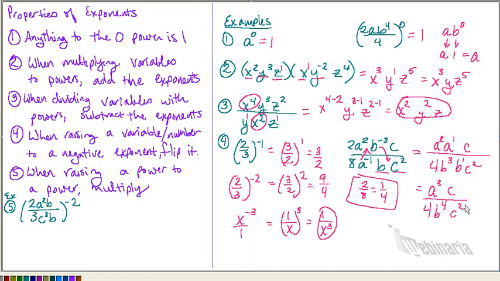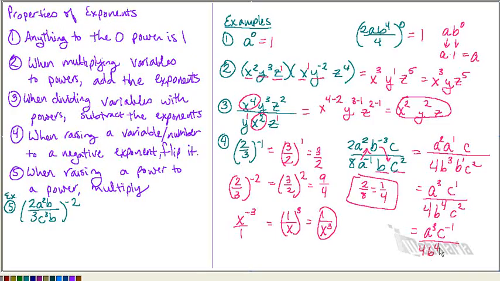Now, it's not totally simplified until there's only one instance of each variable. So here, since there's a c on top and c on the bottom, I still need to do something. And property 3 says when I divide variables, I subtract the exponents. Well, this is a c to the 1, c to the 2, subtract 1 minus 2 is negative 1. A cubed c to the negative 1 over 4b to the fourth.